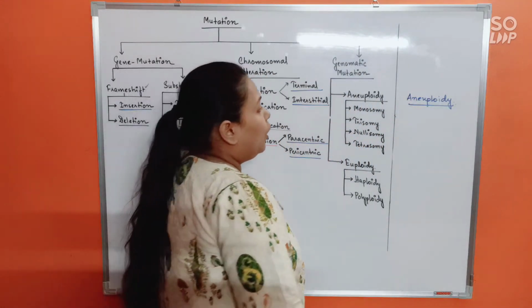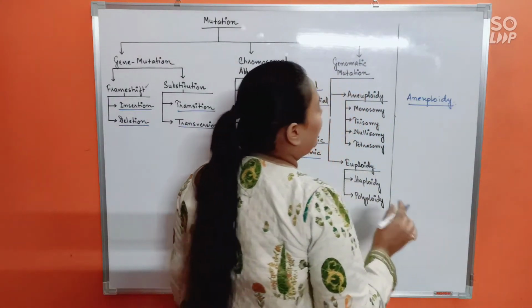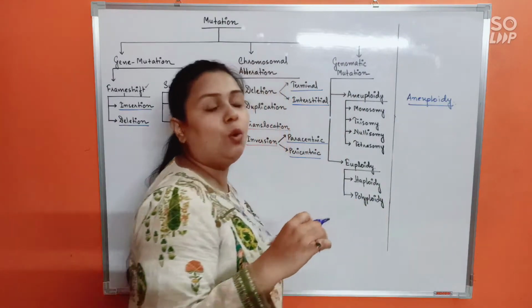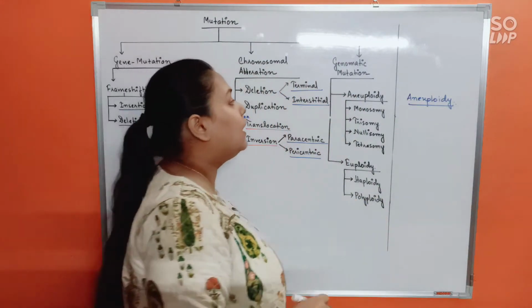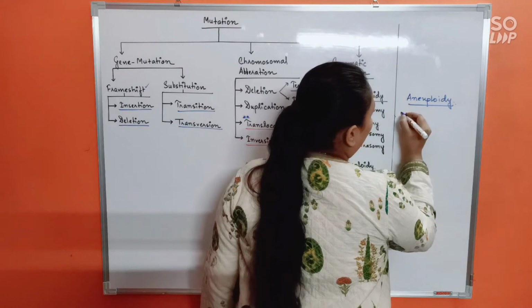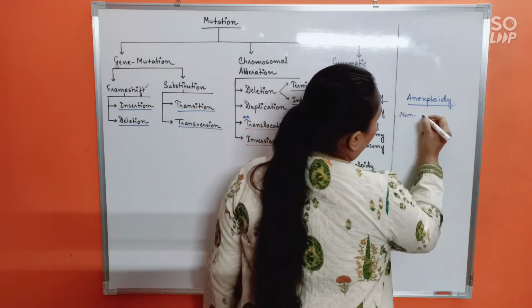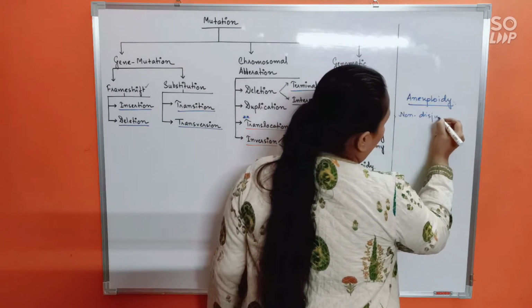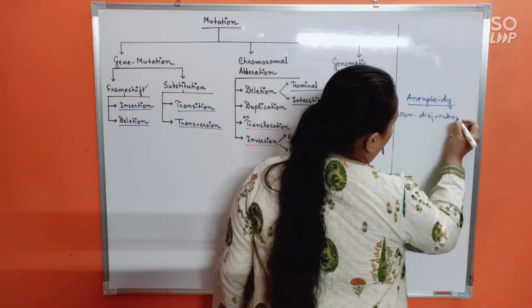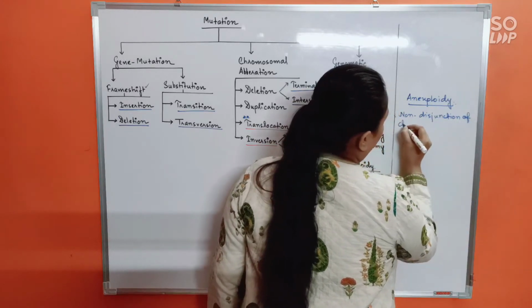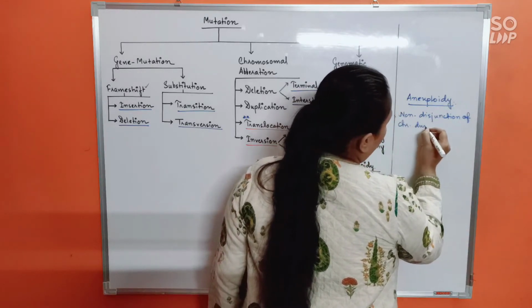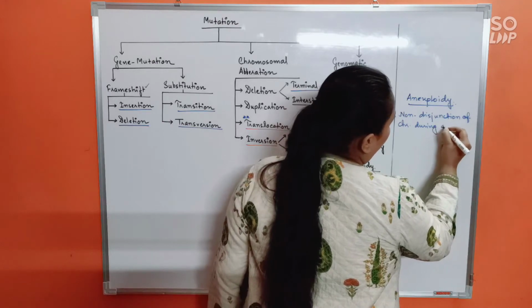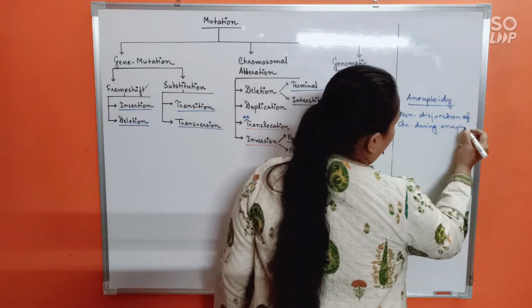Now see, for aneuploidy, what would happen? Aneuploidy mainly occurs, that means one whole chromosome is added or deleted. That thing occurs due to non-disjunction of chromosomes during cell division, basically during anaphase.